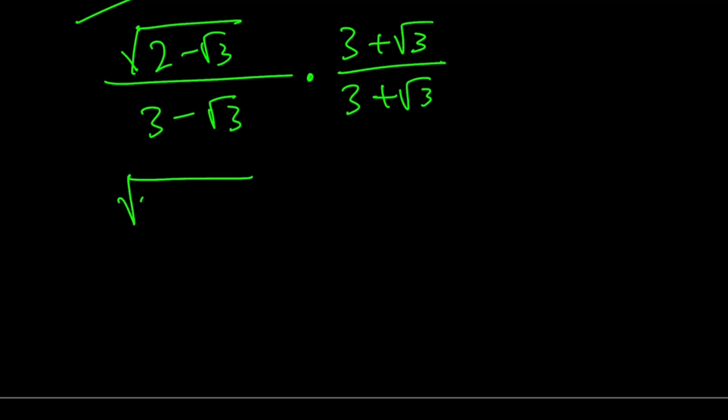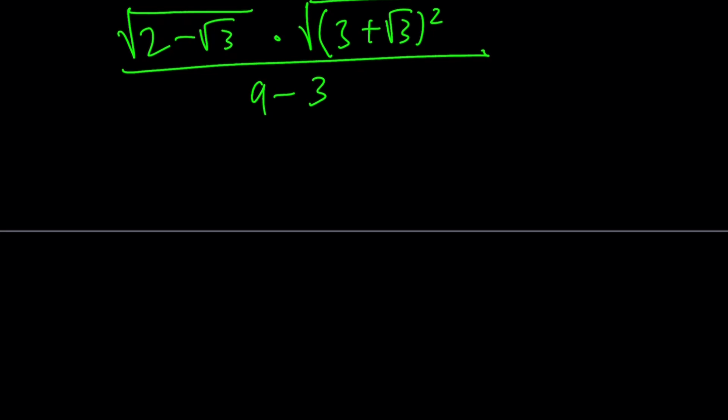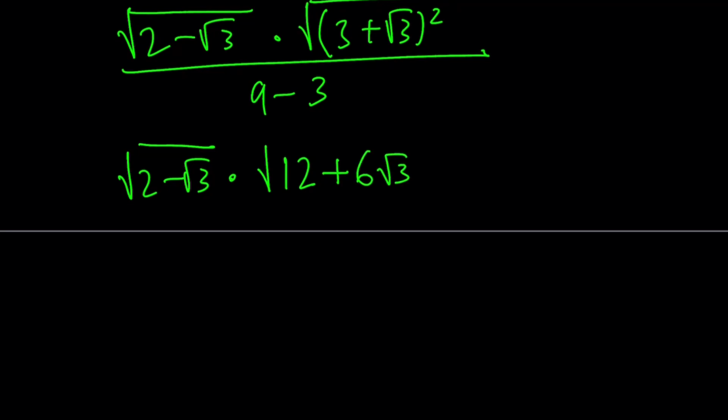So here's what we're going to do. I'm going to write this 3 plus root 3 as square root of 3 plus root 3 squared, so that they're going to be under the same radical. And the bottom is just going to be 9 minus 3, which is equal to 6, right? So now, let's go ahead and expand the second radical first. The second radical is going to be 3 squared plus root 3 squared, which is 9 plus 3. That is going to be 12, right? And then plus 2ab, remember a plus b quantity squared, is going to be 6 root 3. And at the bottom, you're just going to have a 6.